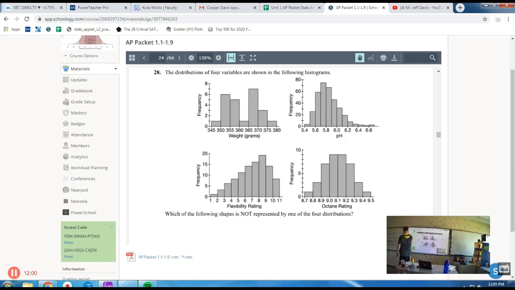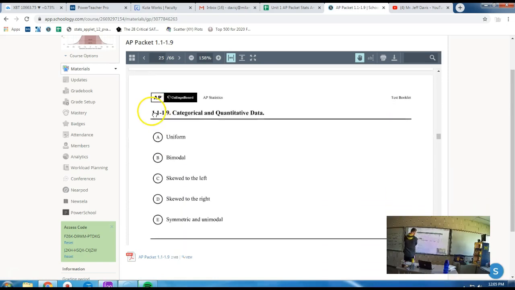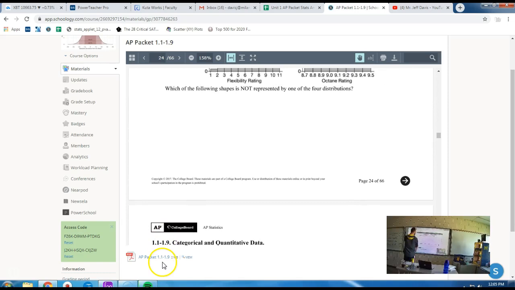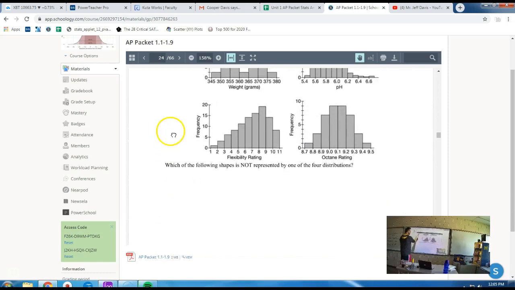28 is A. The distribution of 4 variables is shown in the following histograms. Which one is not represented by the 4 distributions? So I'm going to kind of need to see my choices here. So we got uniform, bimodal, skewed right, skewed left, symmetric, and uniform. Okay.